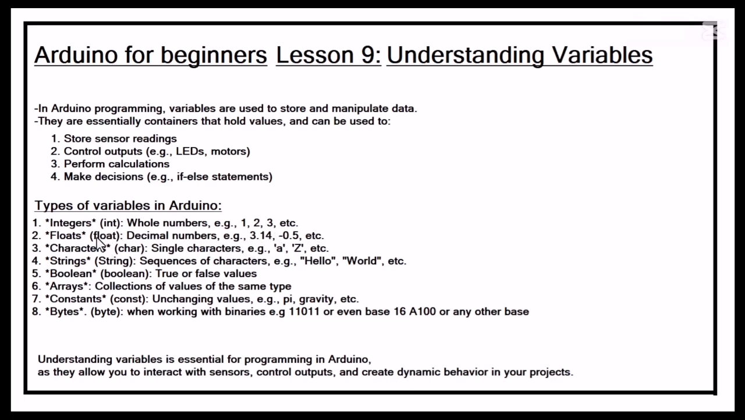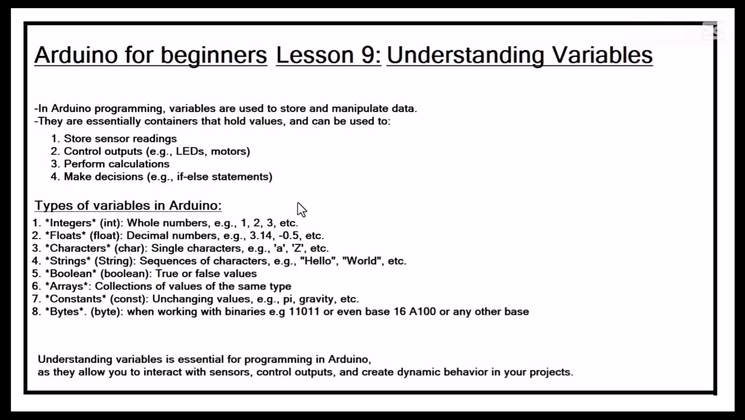Characters is just char, a single character, either a capital letter or a small letter. String, just like that. This is just sequences of characters. They could be a word or a sentence. You can just declare a string. Boolean, this is true or false, either 1 or 0.